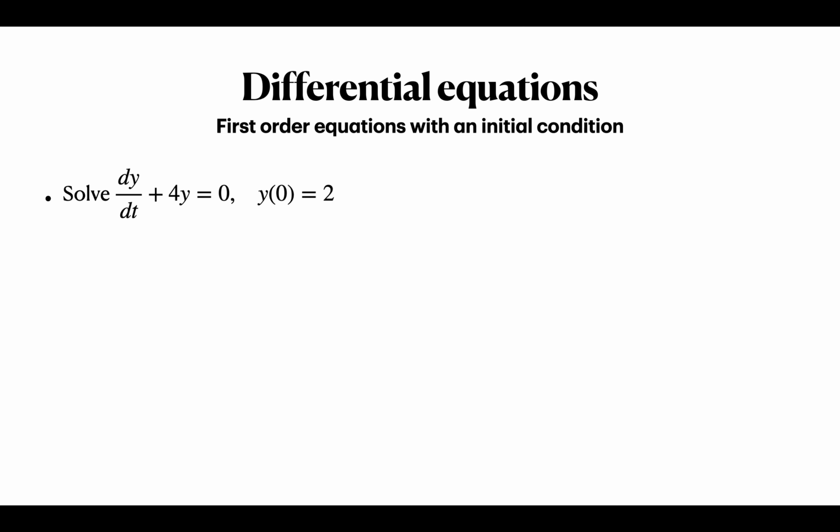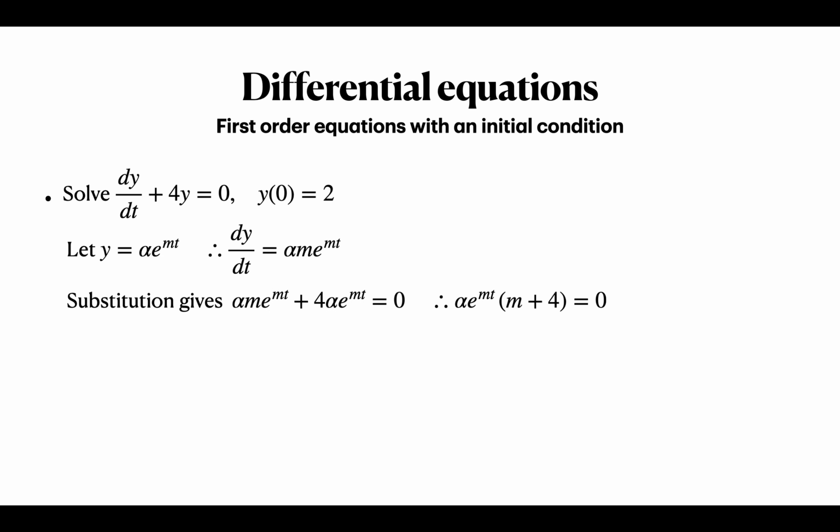So let's look at the differential equation. Again, you let y is equal to alpha exponential mt, so therefore dy/dt is alpha m exponential mt. You substitute in there, you bring the alpha exponential mt outside, and you get m plus 4 is equal to 0, so therefore m is equal to minus 4. So your solution to the differential equation is alpha exponential minus 4t.